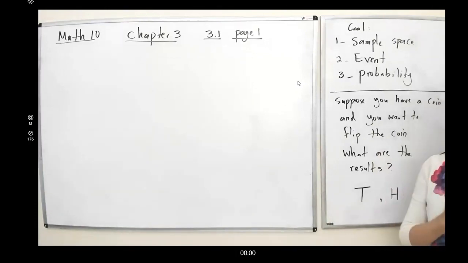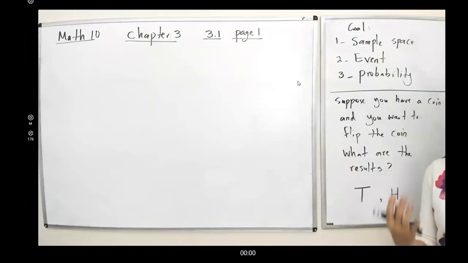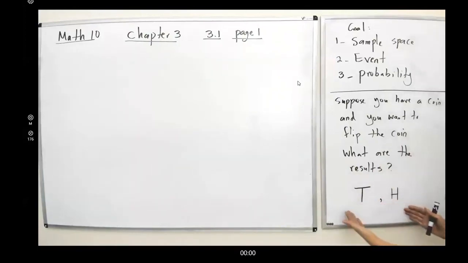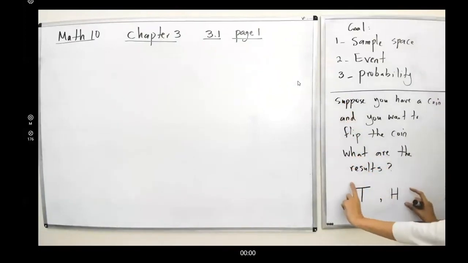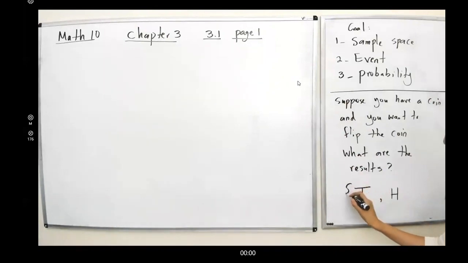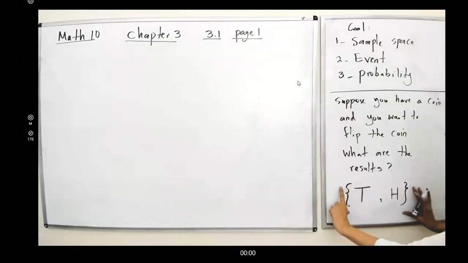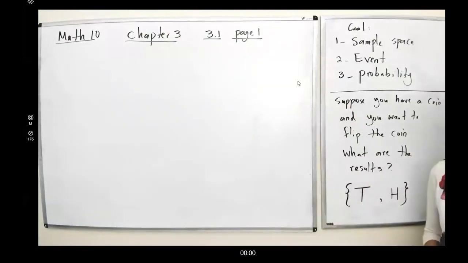So, in statistics, the collection of all possible outcomes, the collection of all possible results is called a sample space. So, the sample space of this experiment has 2 outcomes. We're going to write it in curly brackets, denoting we have a collection or set.